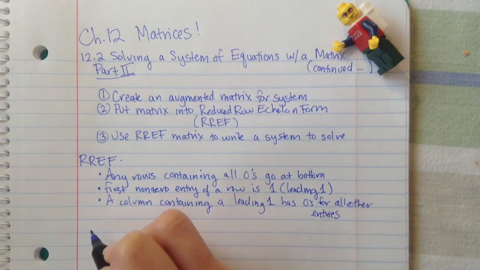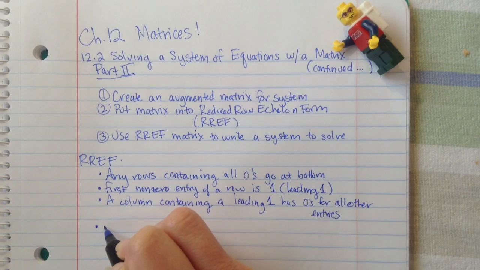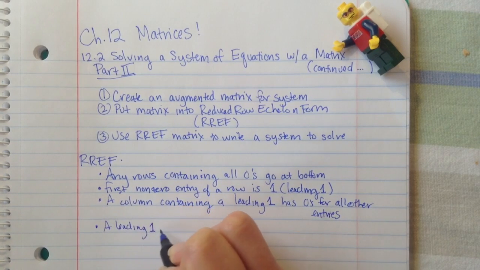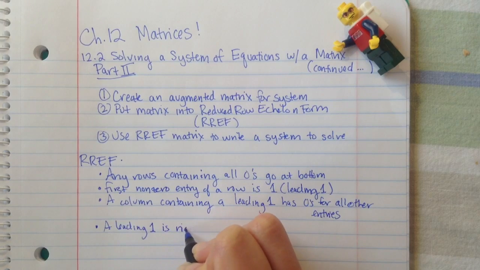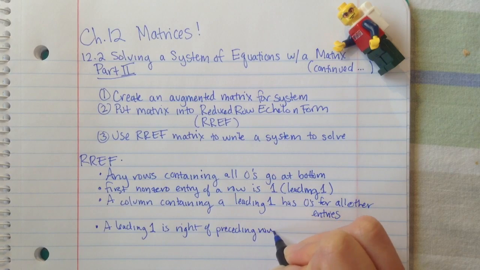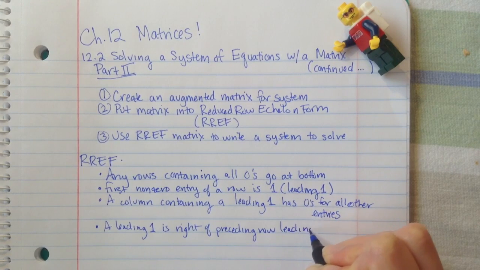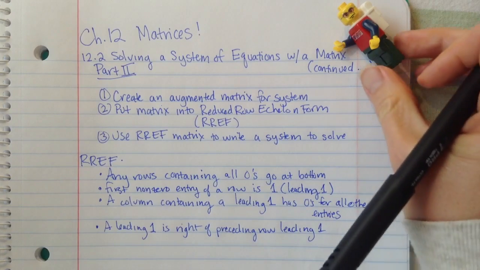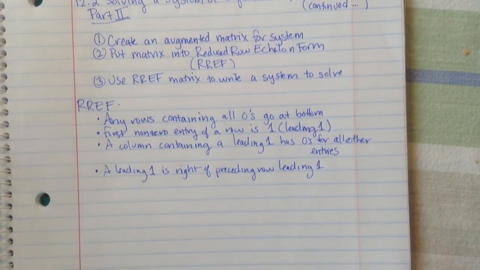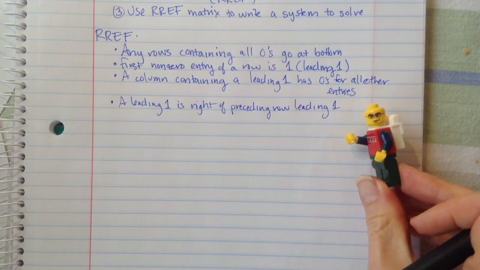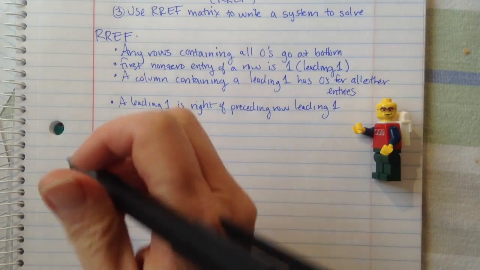And then we just like to have it in a nice order, so a leading one is always to the right of any preceding row's leading one. All right, so there's our description of RREF. Now let's look at some examples so you can tell what's going on with this description.